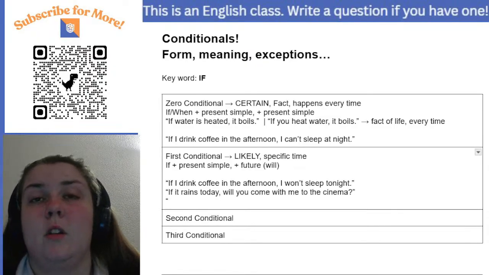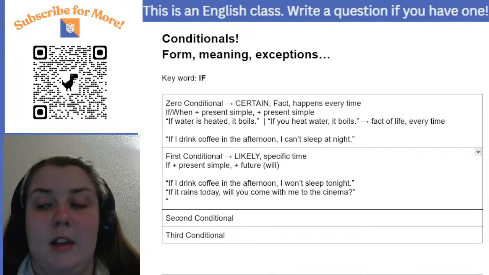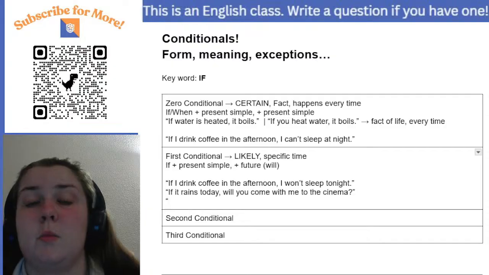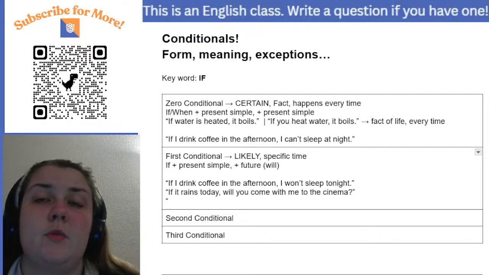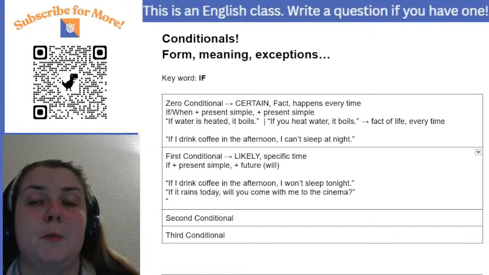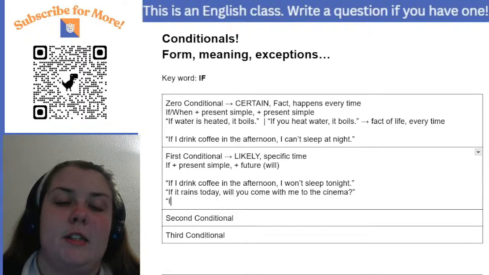Equally, we can also use this to talk about other things that are likely. So, if you can think of anything in your life that is possible if a certain condition is fulfilled, then it will probably work in the first conditional. Let's see if I can think of another example.